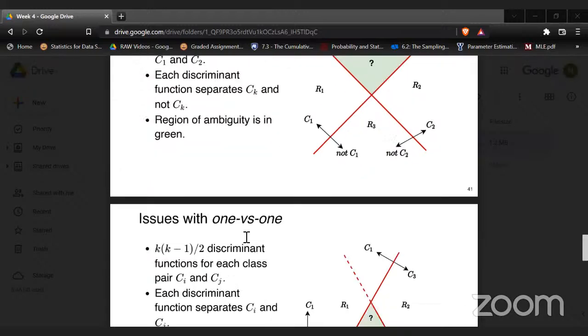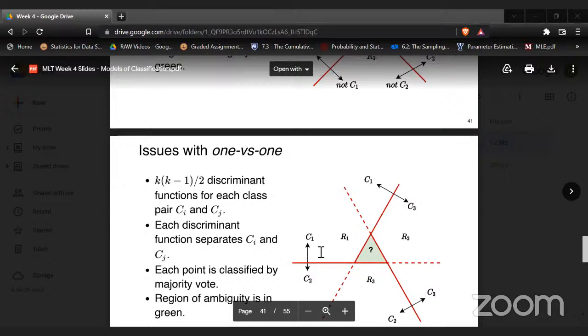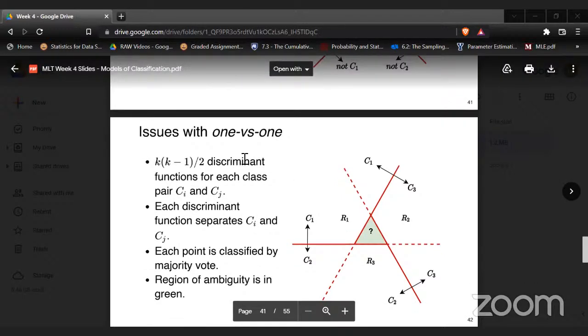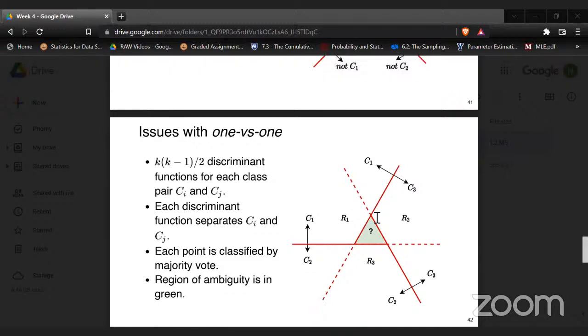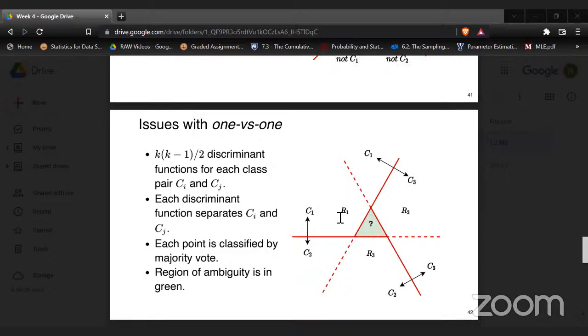Okay. So one versus one. Similarly, 3 classes: class 1, class 2, class 3. Let's say for one versus one, you will find the hyperplane corresponding to 1 versus 2, 1 versus 3, 2 versus 3. Let's say this hyperplane is for 1 versus 3. So this is C1, this is C3.